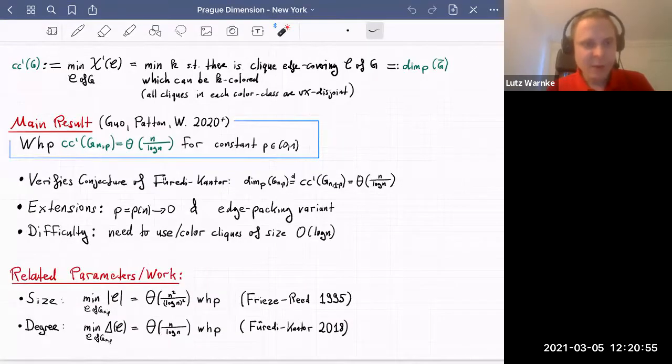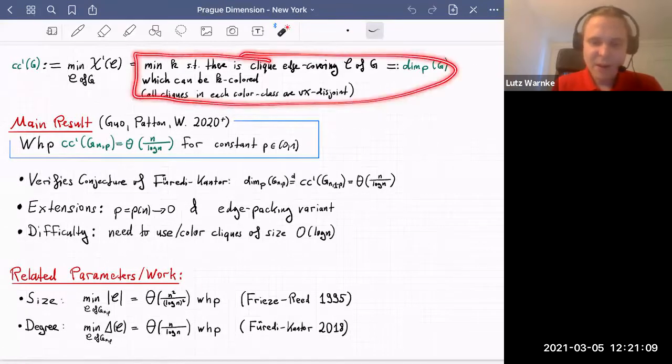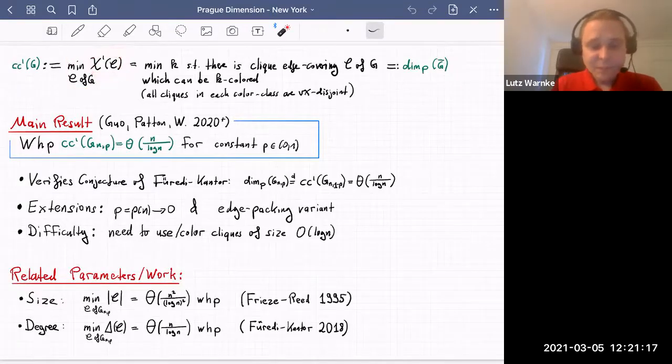Let me just say one or two words about related parameters and previous work. Prior to our work, people have studied variants of this problem. If you see this complicated definition of a parameter, maybe it's easiest to look at it from a more abstract perspective, as a hypergraph edge coloring problem. We take the minimum over all clique edge coverings of G, where we think of each clique edge covering as a hypergraph. And we think here of the chromatic index, the least number of colors we need to color the edges.